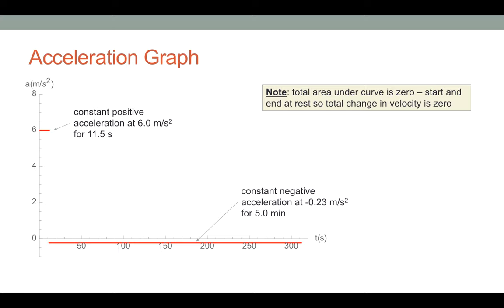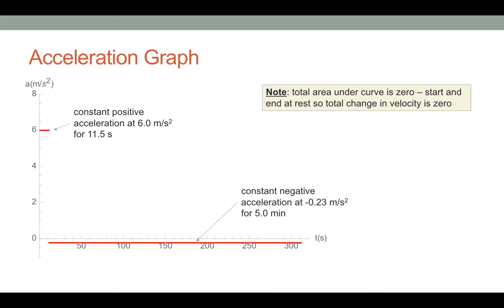Well, the total area has to be 0 because the total area represents the change in velocity of the object. And the object starts at 0 and ends at 0, so its velocity does not change. So therefore, the total area under the curve has to be 0. The area under this part of the graph right here, the positive area, will be the speed gain. That'll be plus 69. The area under this long, narrow stretch under the axis will be minus 69 because that's slowing down and coming again to rest. So the total area will be 0.